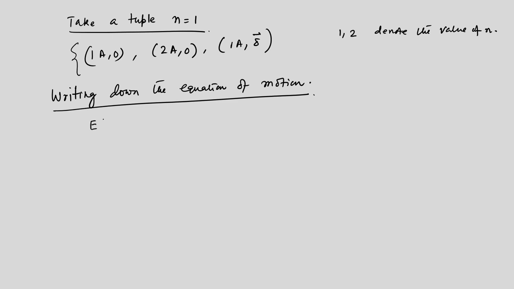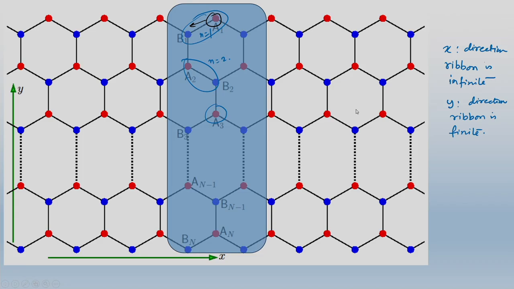So this EB1, that's E psi, which is H psi, is TA1 plus a TA2. A1 and A2 are amplitudes corresponding to the A sublattice for n equal to 1 and n equal to 2. And there are three neighbors. The last one is exponential minus i kx delta. One thing I missed saying is that here ky is not a good quantum number.